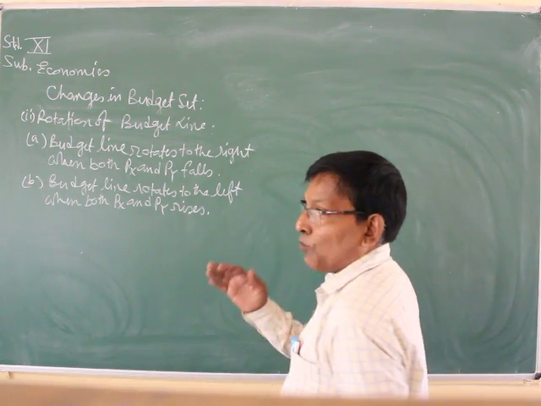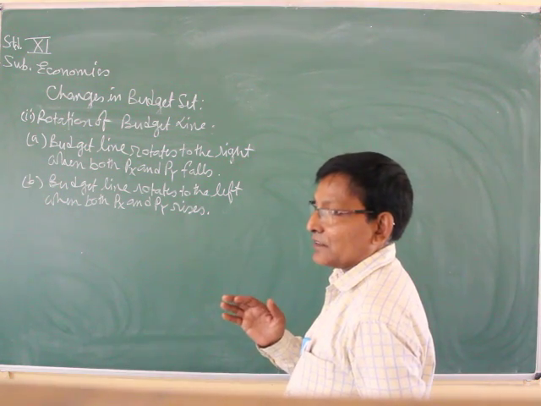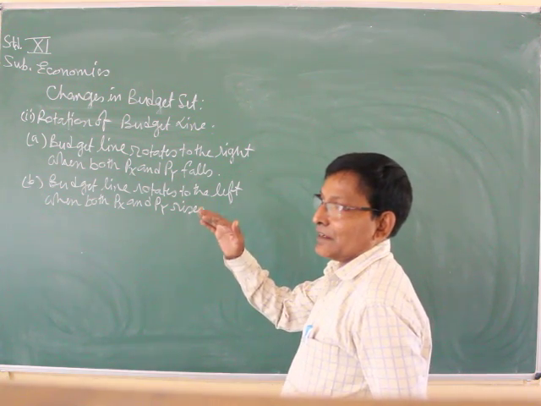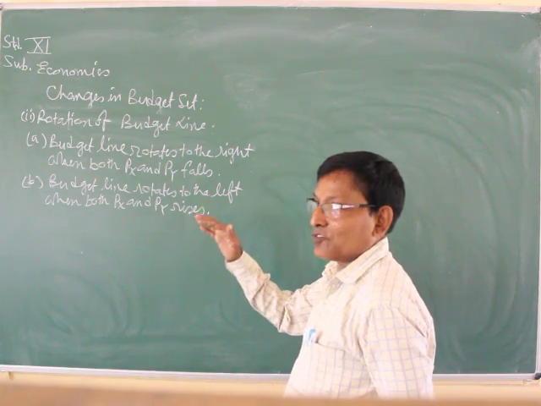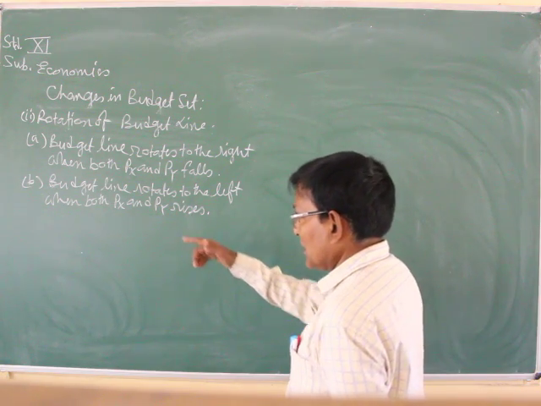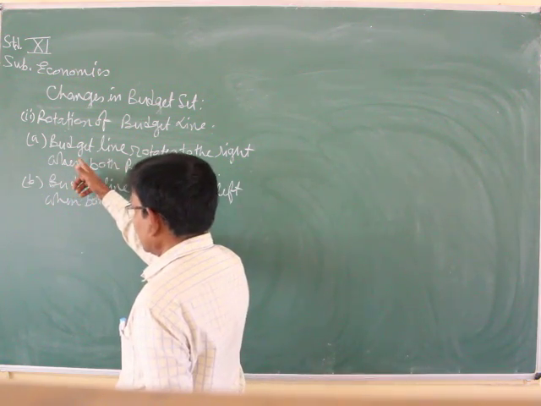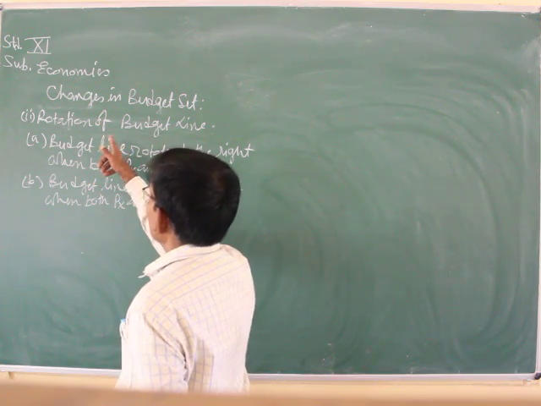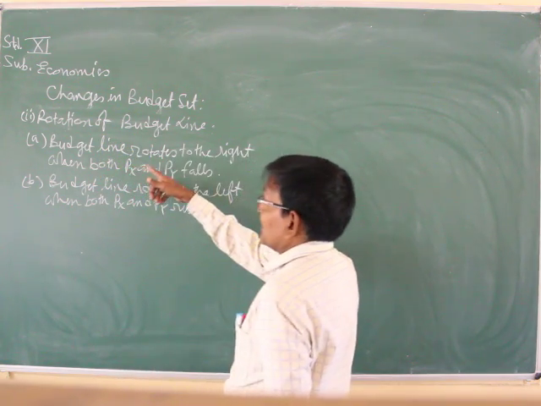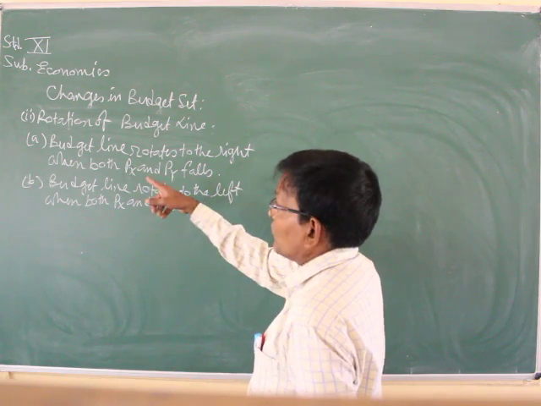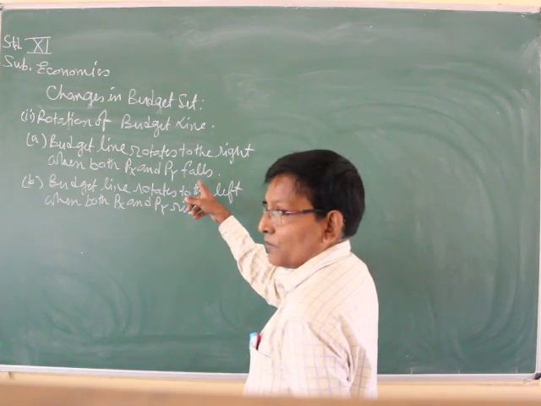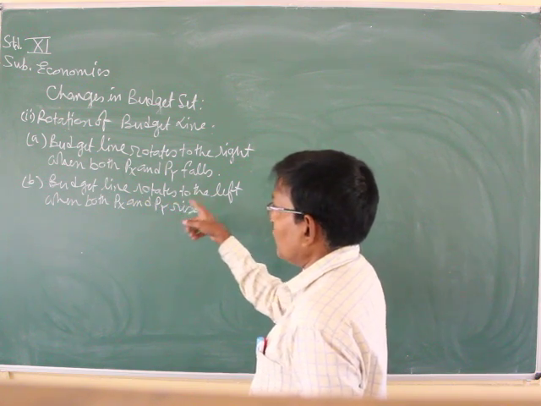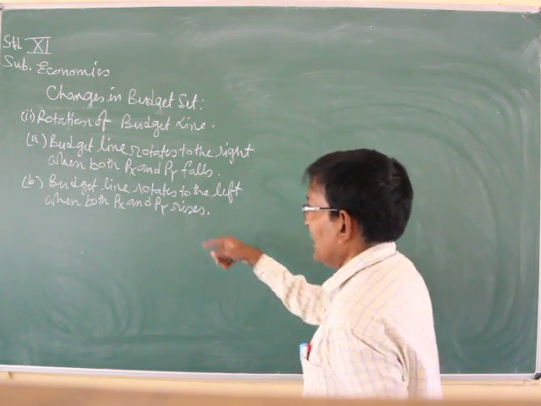Rotation means a point will be fixed, and at the other point the line will be varying, changing either rightwards or leftwards. First we have selected one case. There are two cases to show the rotation of the budget line. One is the budget line rotates to the right when both Px and Py fall, and another is the budget line rotates to the left when both Px and Py rise.